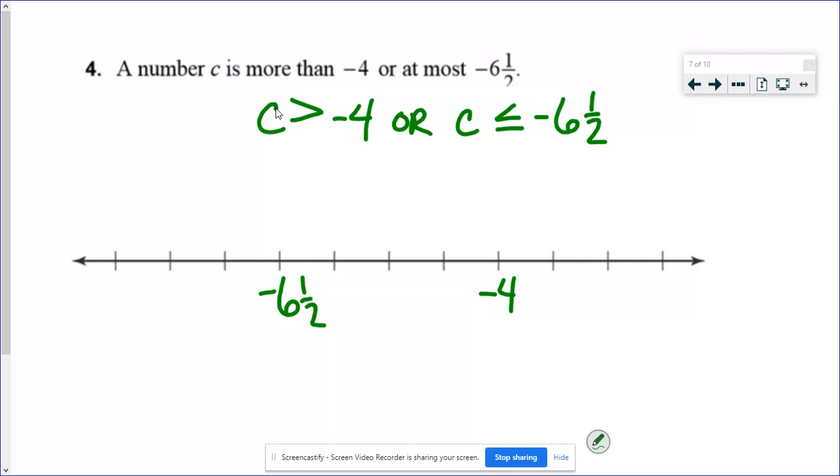So even though the first inequality is written first, it doesn't mean that it has to go to the left. C is greater than -4 means open circle at -4, greater than goes to the right. Less than or equal to -6 would be a filled in circle at -6, and left from there. So the order that they give you for the sentence does not mean that that's what your graph is going to be in for that order. You have to really look at where the numbers are and which direction you're going to have to go.